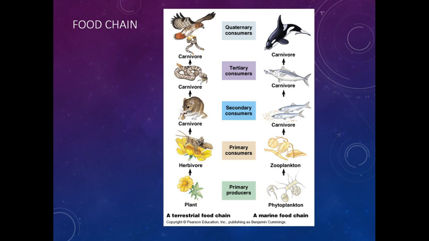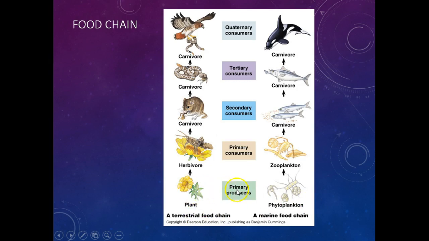One is a terrestrial. This picture shows us two examples of food chains. We have a terrestrial, which is a land food chain, and a marine, which is a water food chain. And down the middle, it's telling us what type of producer or consumer the organisms are. And on the left and the right are examples. So let's just take a look at the terrestrial food chain.